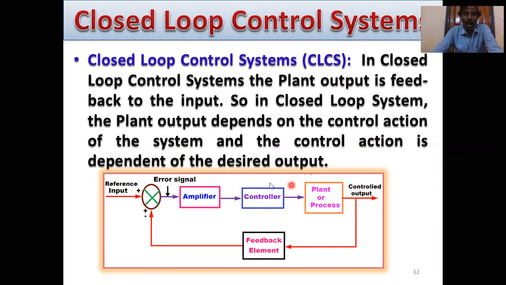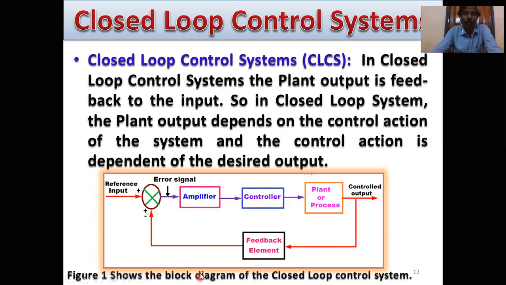So this is the actual block diagram for closed loop control systems. In this case, this is the reference input and this is the error signal. Reference input minus feedback is called the error signal. This is the amplifier and this is the controller, and this block is the plant or process, and this is the controlled output. In this case, this is the feedback path. That's why this type of control system is called closed loop control systems. So this is the block diagram of the closed loop control systems.